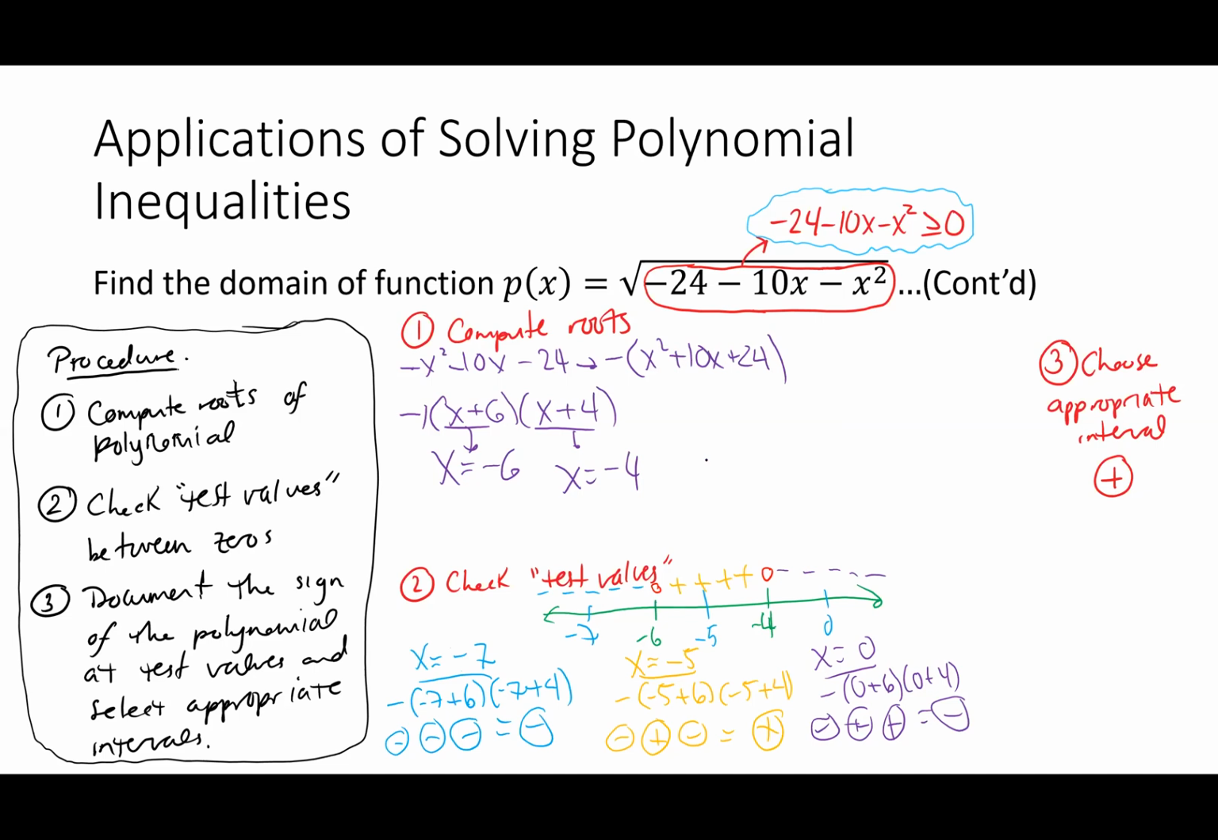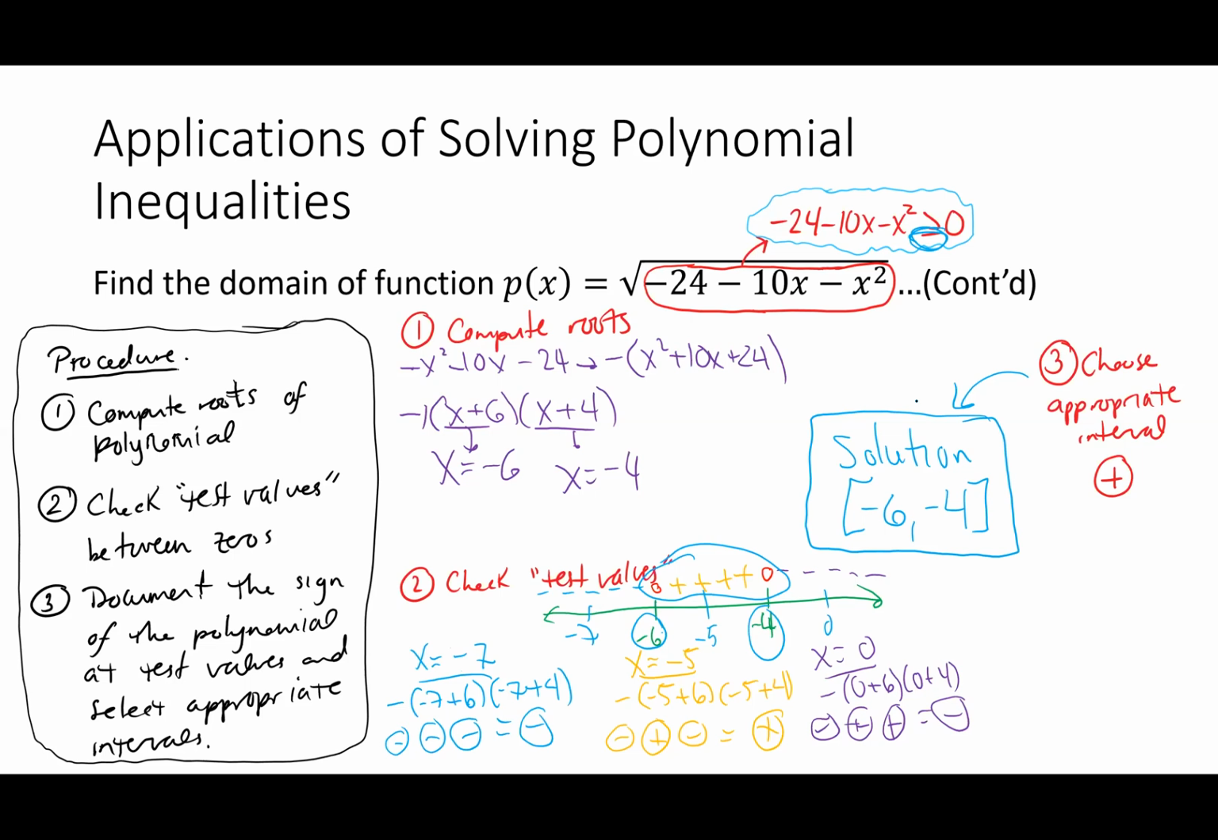Now, here's something to note. For choosing the appropriate interval, there's no question about this. It's going to be this space here. Now, since I can equal 0, right? Since I can equal 0, I need to include these particular points. Okay? So for step 3, I'm going to choose my appropriate interval. I'm going to include the zeros because I'm allowed to have those. -6 to -4. Okay?